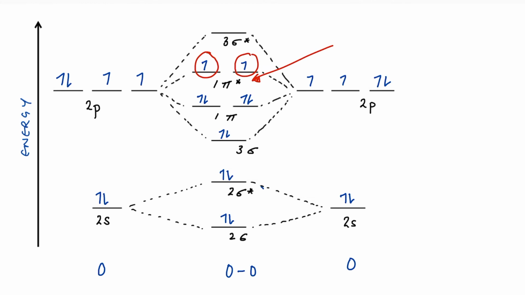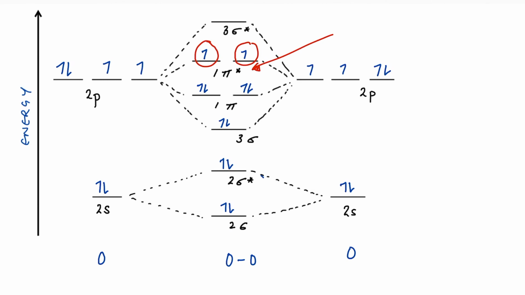In terms of bond order, we've got bonding orbitals 1, 2, 3, 4. So it's going to be 4 minus antibonding orbitals 1, and each of these counts for half because they're half filled, minus 2 equals 2. So molecular orbital theory would also predict a double bond between the oxygen atoms in O2.